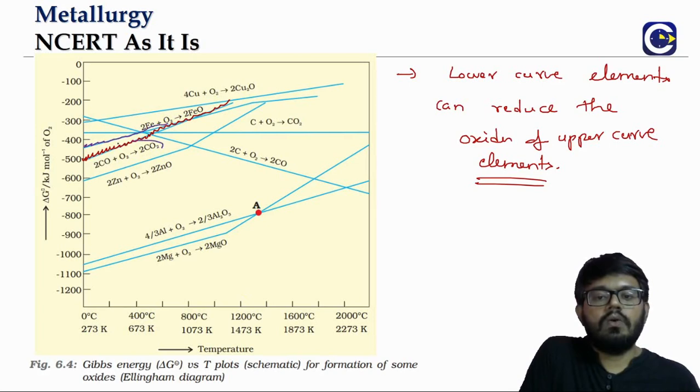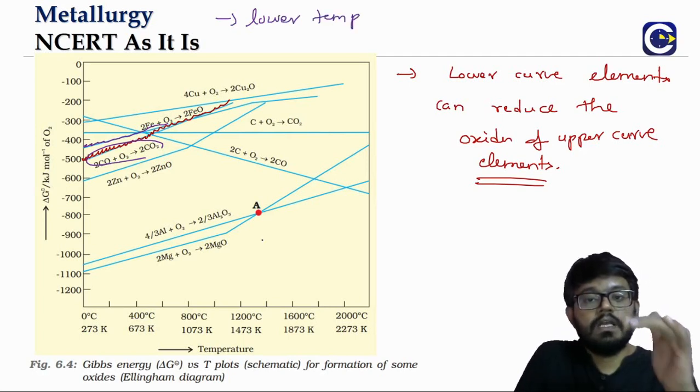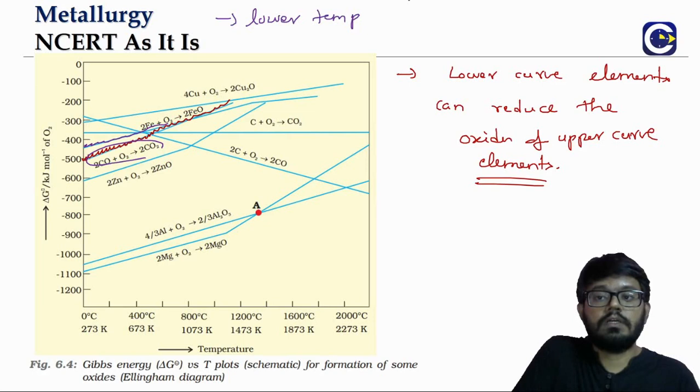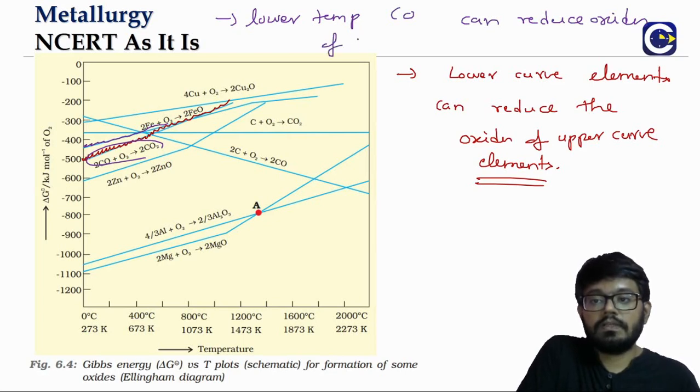So even in the low temperature, this is the low temperature zone. Even in the lower temperature, what is the observation? The carbon monoxide curve is below. Means what? CO can reduce oxides of iron.